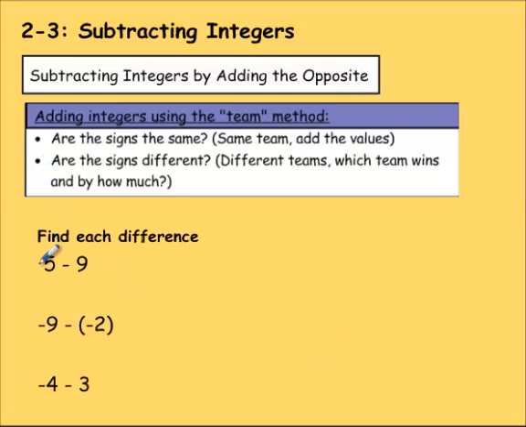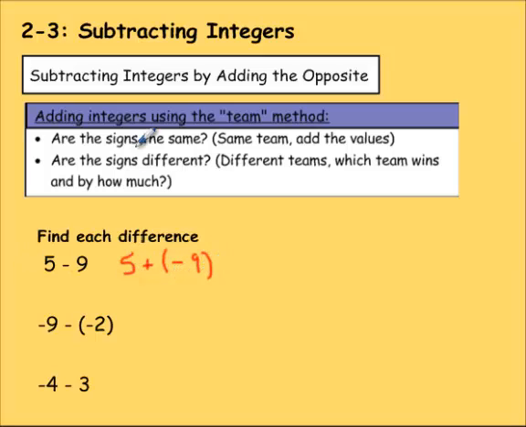Here we have 5 minus 9. So let's ask ourselves, we have subtracting 9, how do we add the opposite? Let's do 5 plus, okay, what's the opposite of positive 9? That would be negative 9. So 5 minus 9 turns into 5 plus negative 9.